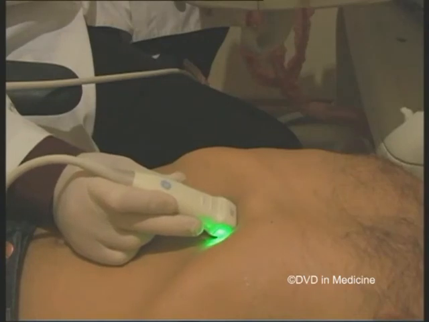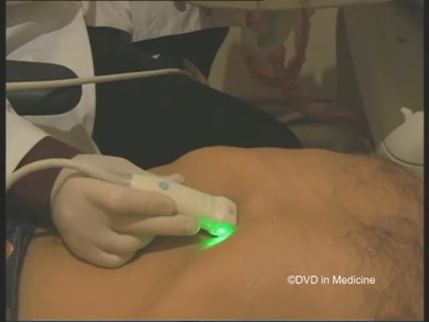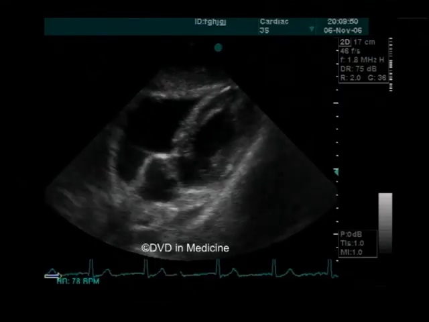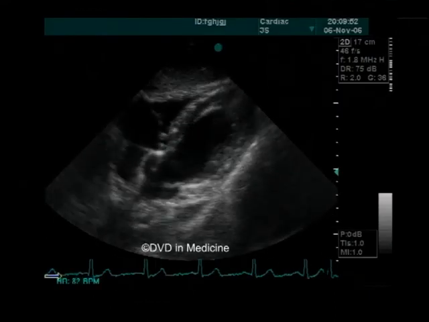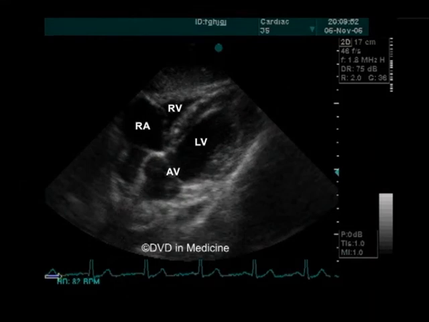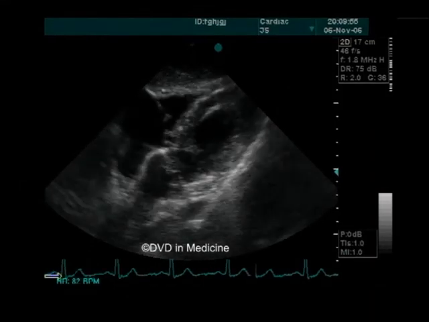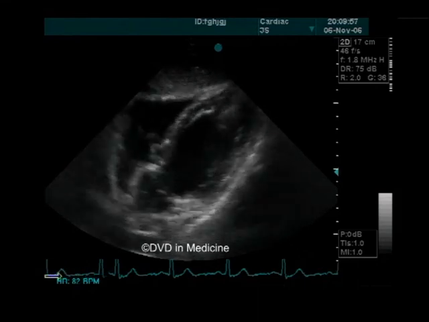If one angles the scanning plane a little more upwards, the image of the aorta, a subcostal 5-chamber view, will be obtained. In this image, one can see the aortic valve in those patients in whom one could not see it when the other approaches were used, due to obesity, narrow intercostal spaces, emphysema.